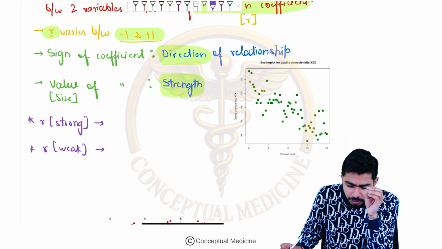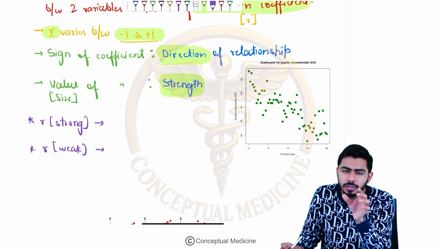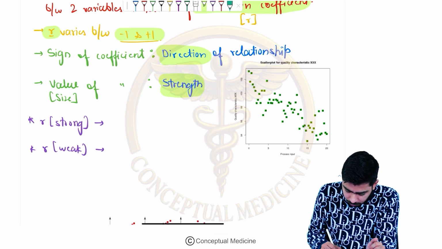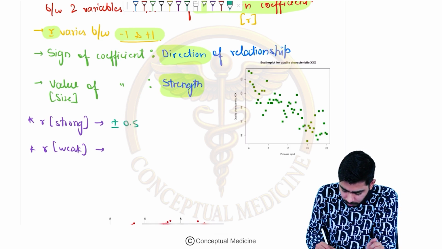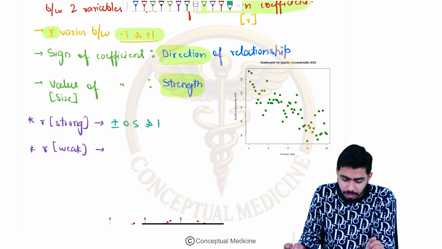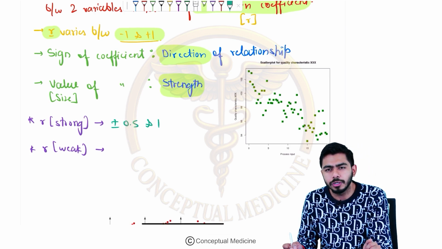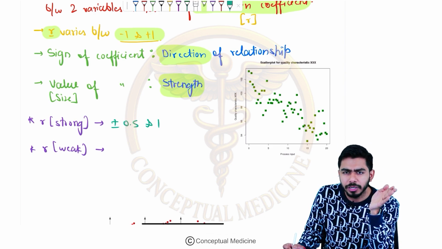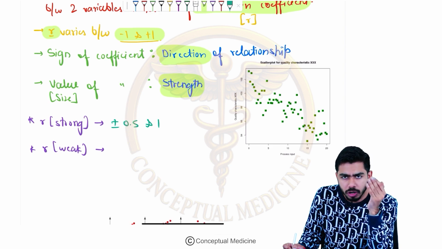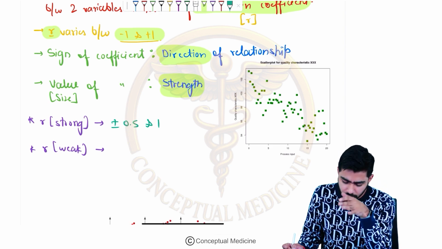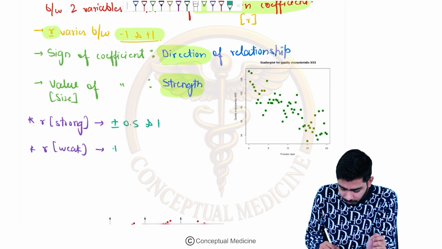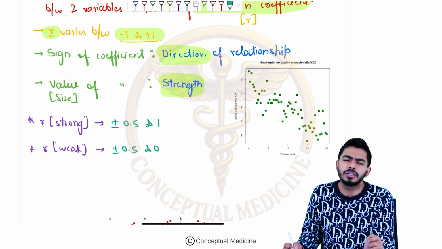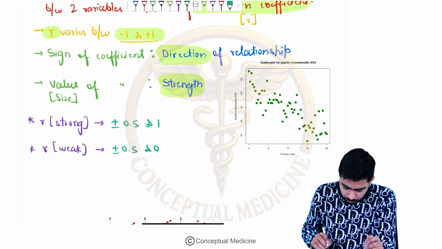If it is between ±0.5 and 1, then usually it is strong. We are saying that if it is between ±0.5 and 1, then the correlation coefficient would generally be stronger, either between -0.5 to -1 or between +0.5 to +1. And it will be weaker if it is between ±0.5 and 0. Then we will consider that small r as the weaker one.